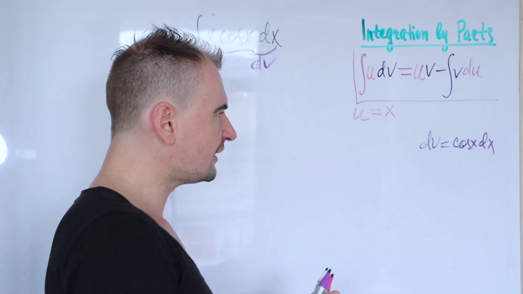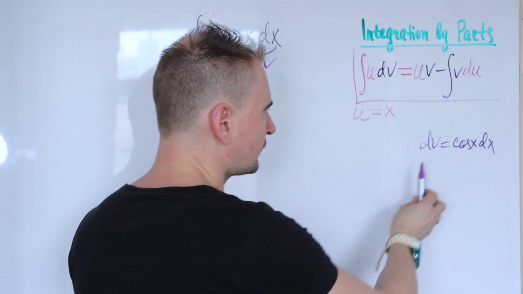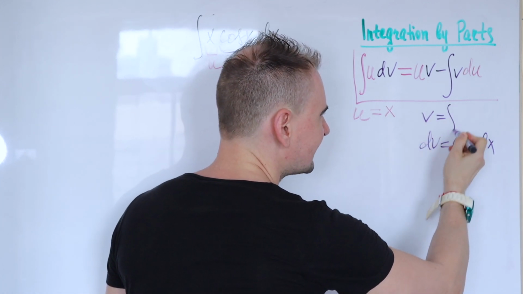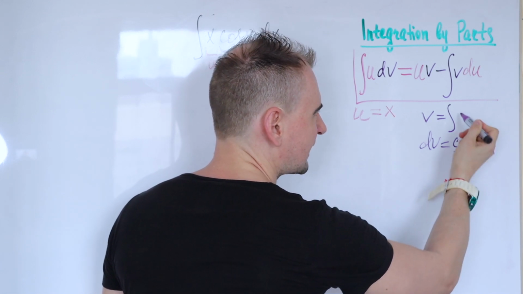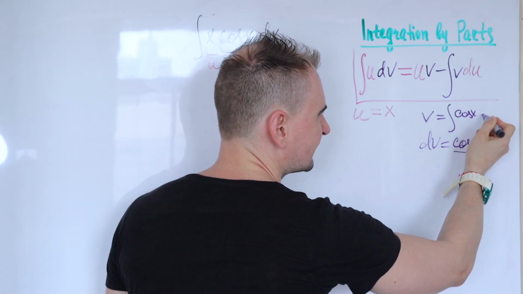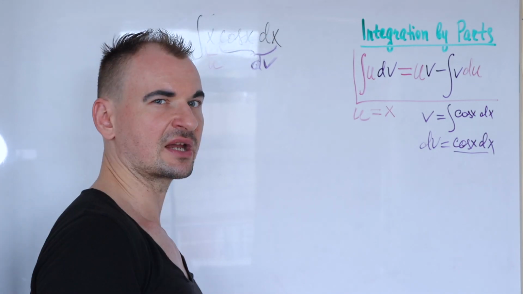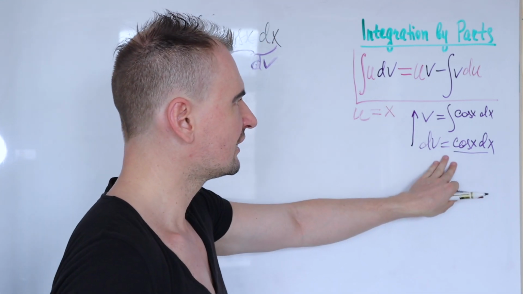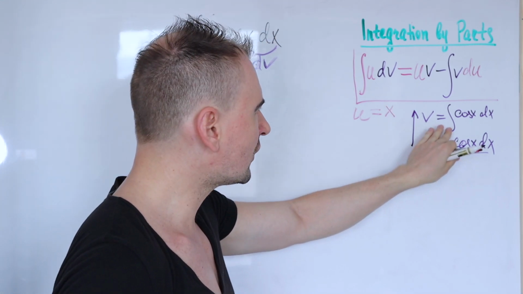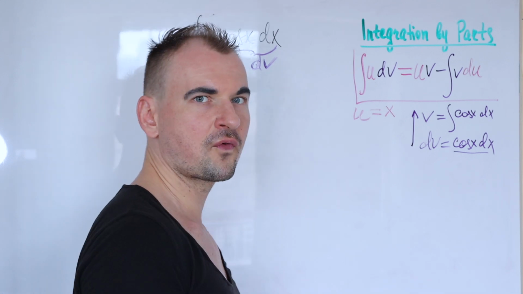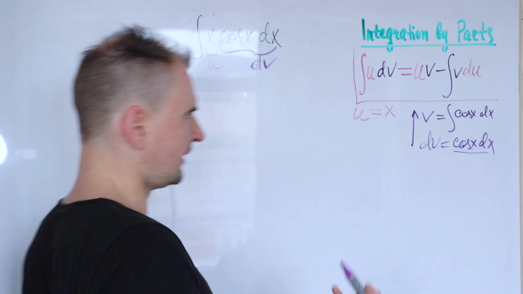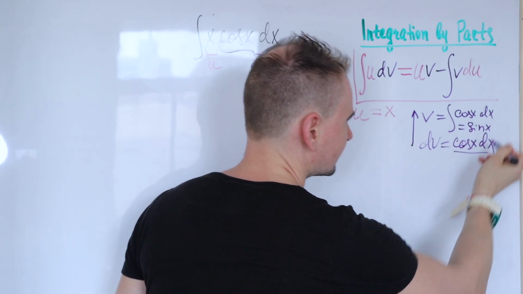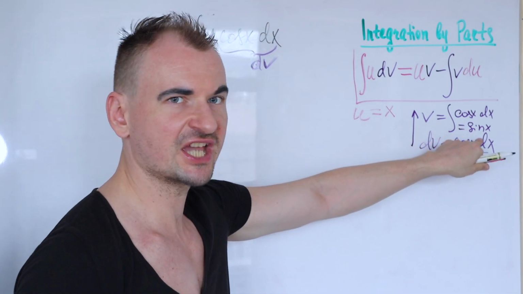And the way you find v, you just go back, since this is dv, your v is going to be just the integral of this expression. So it's the integral of cosine x with respect to x. So we get back. Alright, so the integral of cosine is just sine x. So this is your v, it's just sine x.